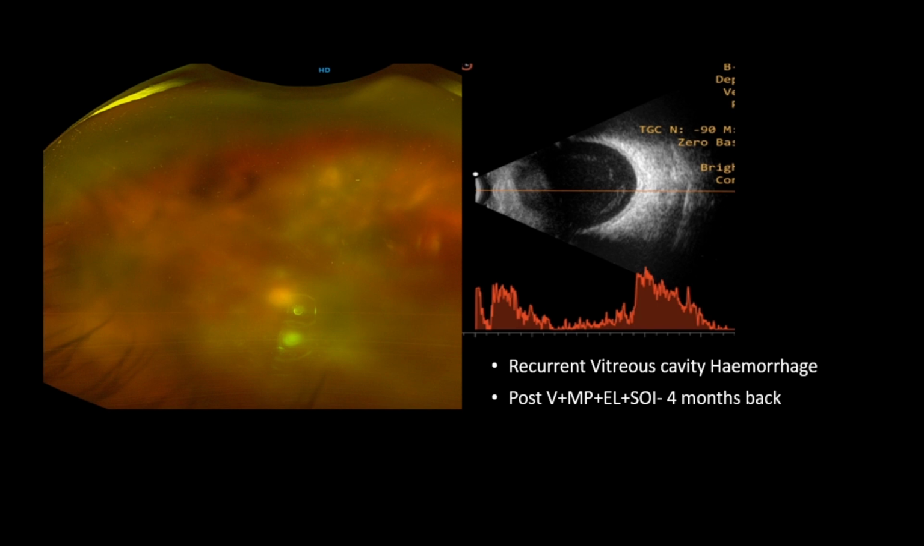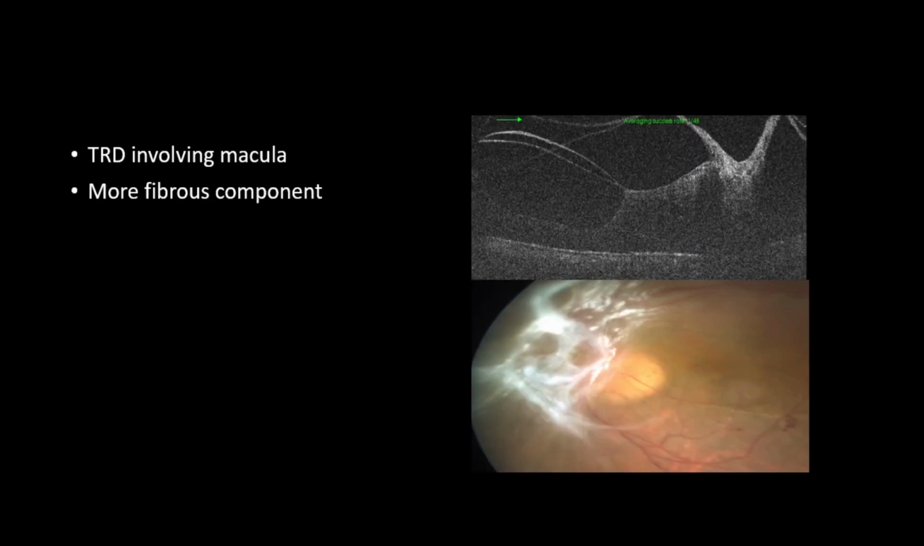4 months back, surgery was done, and in such cases, we have options to either observe them and wait for spontaneous clearance of the hemorrhage, or we can inject anti-VEGF alone, or they can be combined with surgeries and cryo. Since in this particular case the surgery had been done more than 4 months back, anti-VEGF was injected. This is a case of tractional retinal detachment involving the macula.